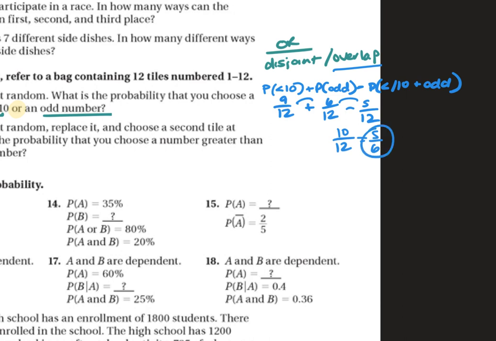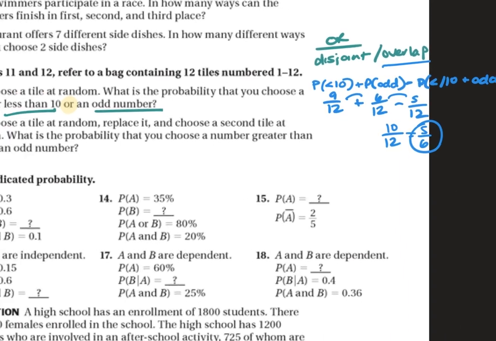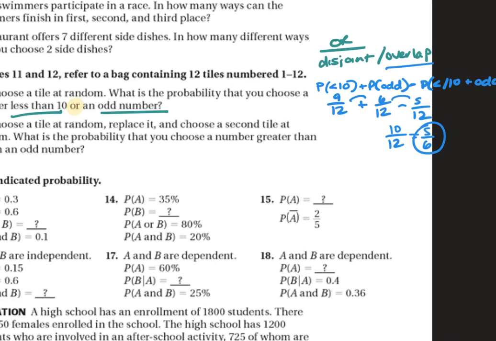You're welcome. Was it a disjoint or overlapping question? Say that again. Was it disjoint or overlapping? If it says or, you have to figure out if it's disjoint or overlapping. This one is overlapping because a number can be less than 10 and also odd. I didn't know if it's overlapping or disjoint. If it could be both, so can it be less than 10 and odd? Yes, right? So that's overlapping.